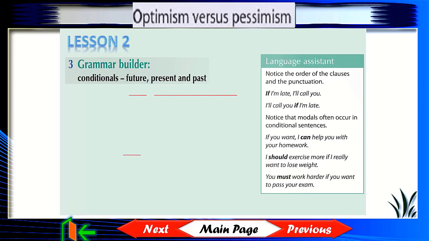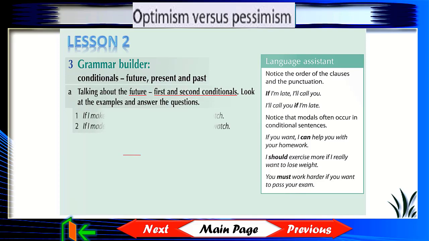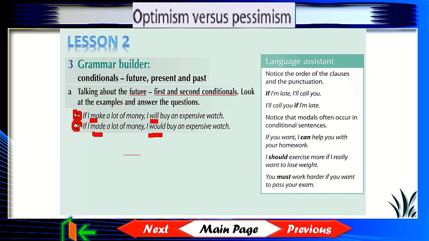So we're talking now about the conditionals: the zero conditional, the first conditional, and the second conditional. Here you have, if I make a lot of money, I will buy an expensive watch. If I made a lot of money, I would buy an expensive watch. The first one is in the first conditional, and the second one is the second conditional. It's present and then will, but here it's past and then would.